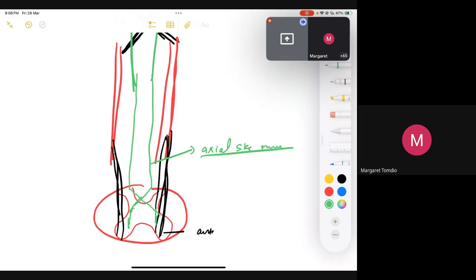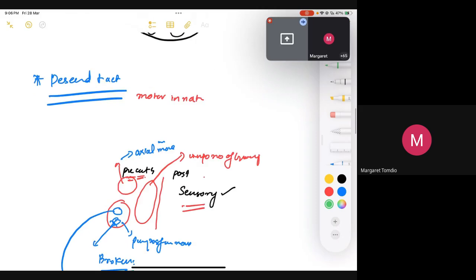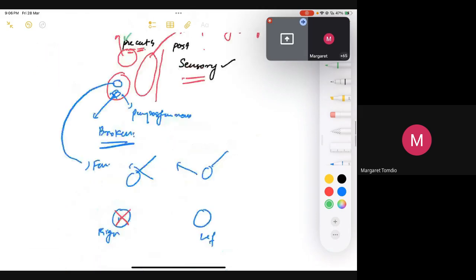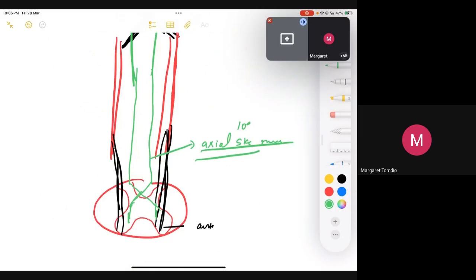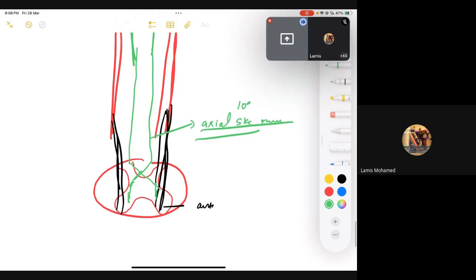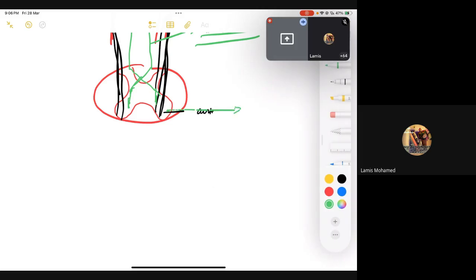Remember, it means that these 10% of fibers are coming from your supplementary motor cortex, because the supplementary motor cortex was responsible for your axial muscle movement. So the 10% of fibers which do not decussate at the level of the medulla, they decussate at the level of the spinal cord, and are fibers coming from your supplementary motor cortex. They'll synapse on the lower motor neuron, and then innervate your muscle. Is that clear?